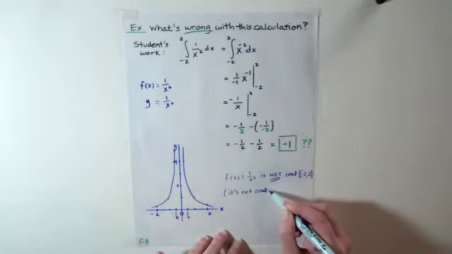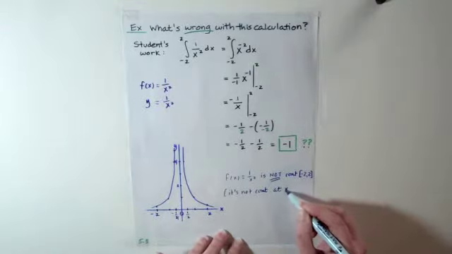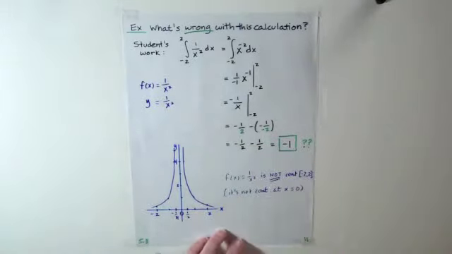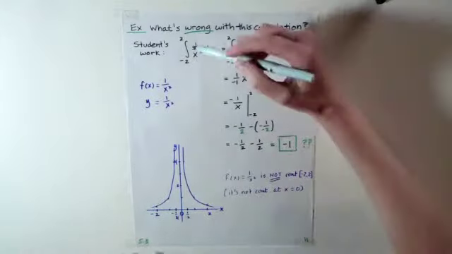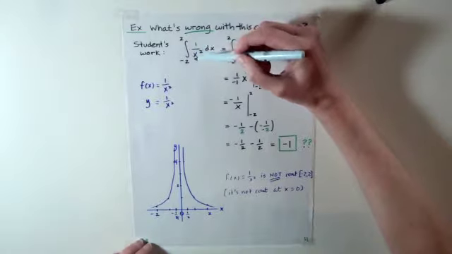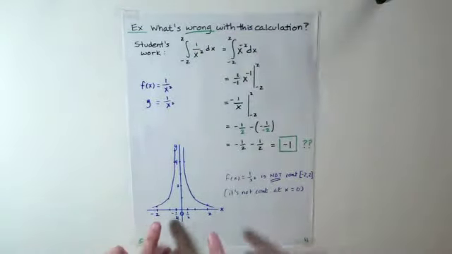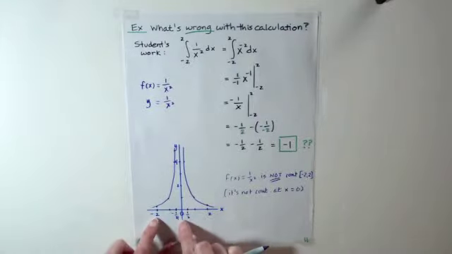I'll say in particular, it's not continuous at x equals 0, and we can see from the graph that at x equals 0 it appears that there is a vertical asymptote for this curve. So unfortunately, we can't just integrate 1 over x squared dx from -2 to 2, because that interval of x values includes a place where the function fails to be continuous.